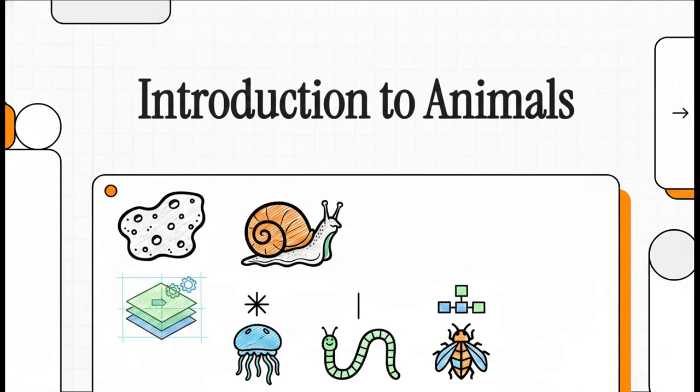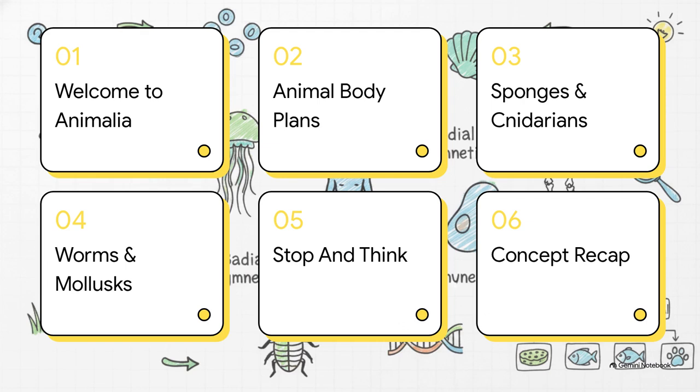Today we're taking an architectural tour of Kingdom Animalia. Our main goal is to figure out exactly how to classify animals based on their shared characteristics and their distinct body plans. Think of this like looking at the ultimate biological blueprints. We're going to explore the exact specifications that separate something as simple as a sponge from a complex mollusk, and really everything in between. Here's our roadmap for today.